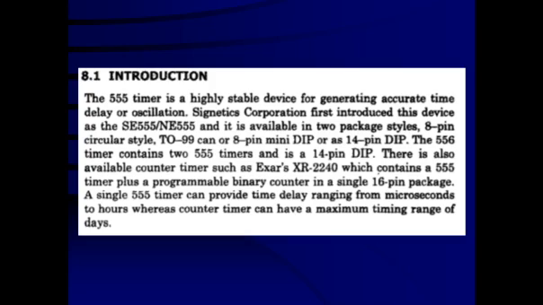Signetics Corporation first introduced this device as SE 555 or NE 555. SE 555 is for military operation and NE 555 is for commercial operation. And it is available in two different packages, the 8-pin circular type, the TO99 CAN type, which is called circular type.